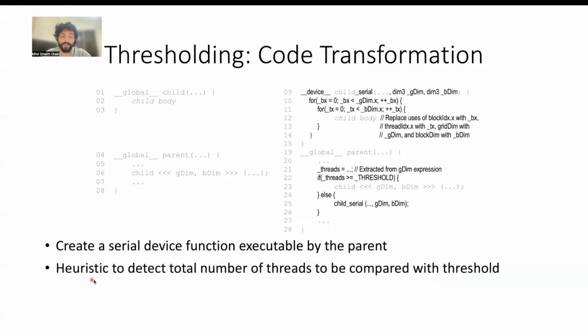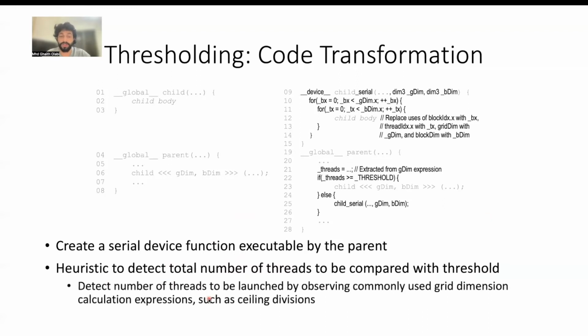We also make use of a heuristic to detect the total number of threads to be compared with the threshold. We detect the number of threads to be launched by observing commonly used grid dimension calculation expressions, such as ceiling divisions. So we would typically look at the grid dimension. We've observed that a lot of GPU kernel programs use commonly used expressions. We look at these and try to detect the number of threads out of them.